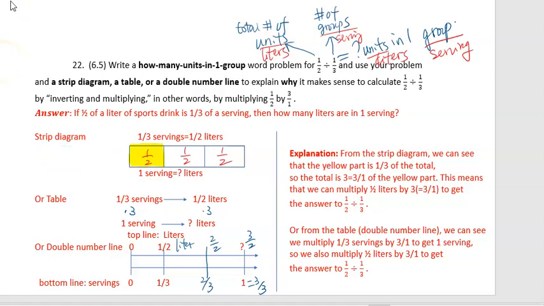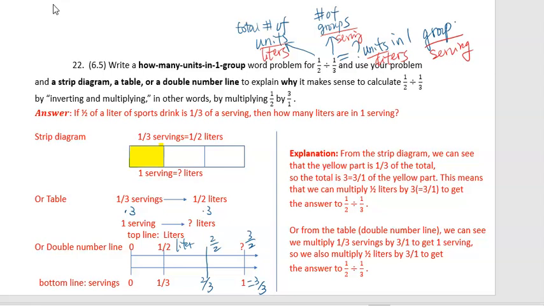Because we want to draw 1/3 of a serving, we divide the box into 3 equal parts. And right now, don't worry about the inside number. So this is one serving, and we divide it into 3 equal parts. So one of them is going to be 1/3 of a serving.